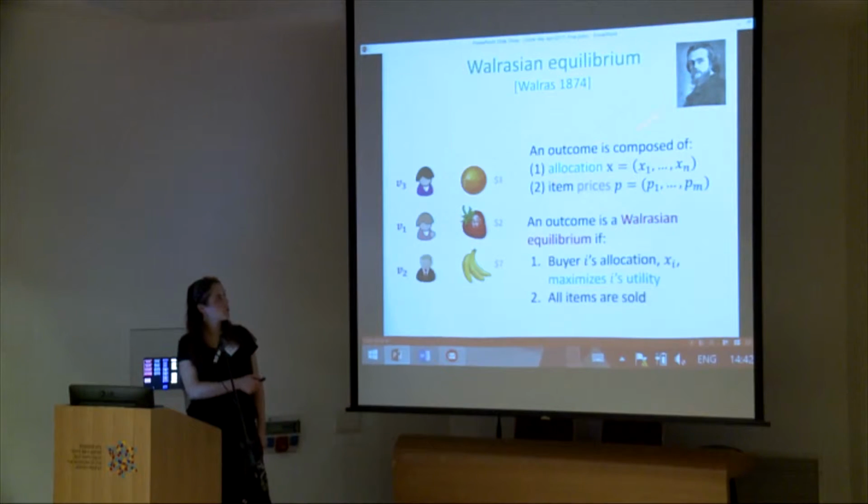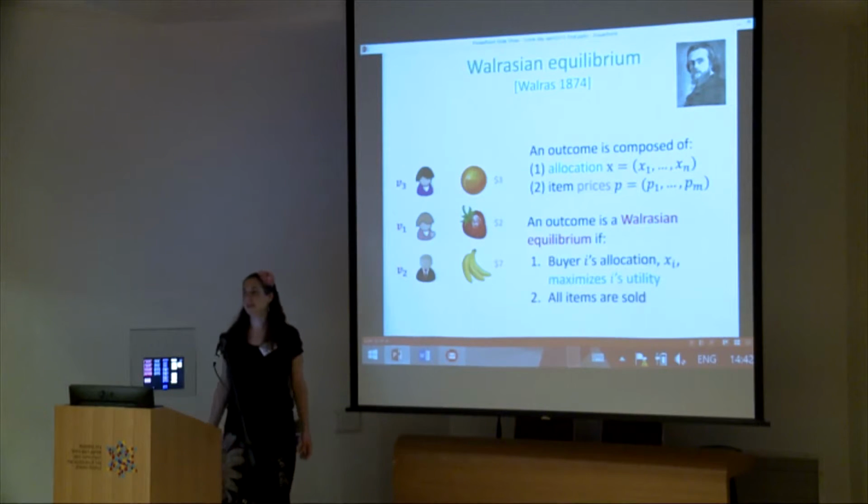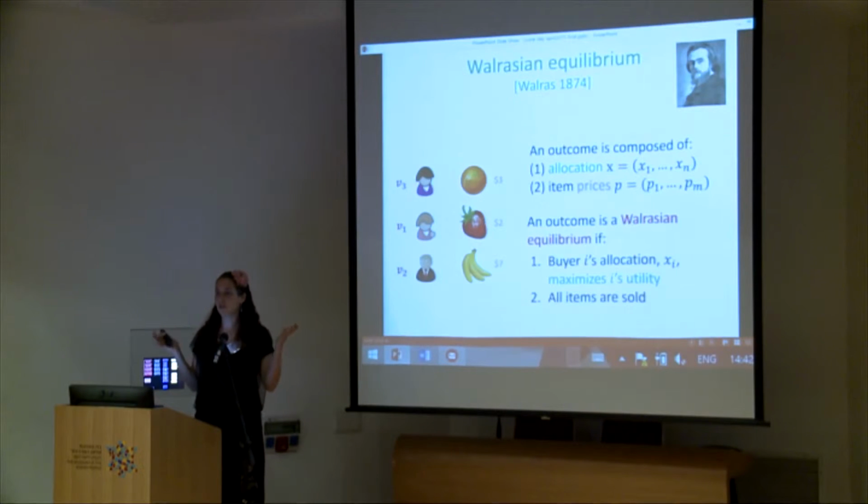An outcome is composed of both an allocation and prices. So every agent comes to the market, he sees the item prices, each one has his own most preferred bundle, and each one of them gets his most preferred bundle. There is no overlap, no competition, and all the items are sold. This is called the Walrasian equilibrium.